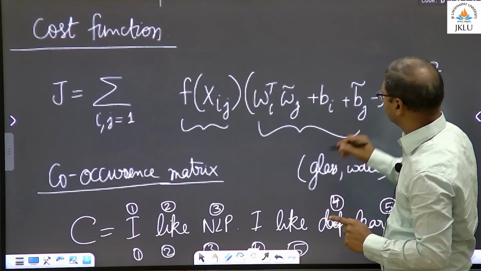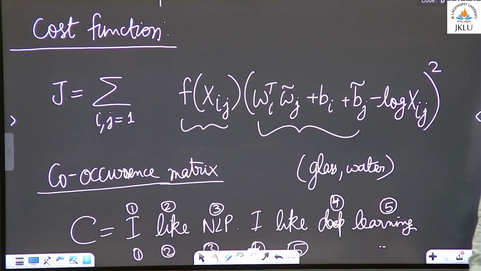Now come here. You know Xij? Is computing Xij computationally intensive? Think about it once. See, word2vec was tedious until you do negative sampling. So is computing Xij a very expensive task?